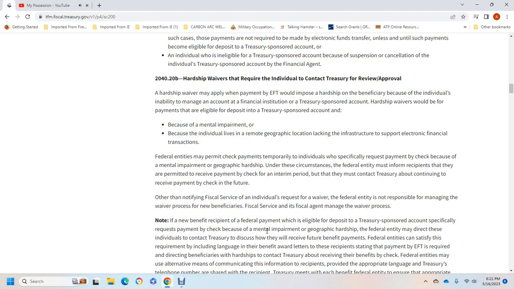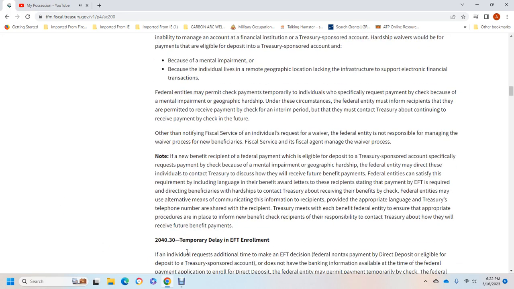Federal entities may permit payment by check temporarily for individuals who specifically request payment by check because of mental impairment or geographical hardship. In this circumstance the federal entity must inform the recipient that they are permitted to receive the payment by check in the interim period, and that they may make contact with the Treasury about continuing to receive payment by check in the future. The federal entity is not responsible for managing the waiver process. The Treasury officials manage the waiver process.